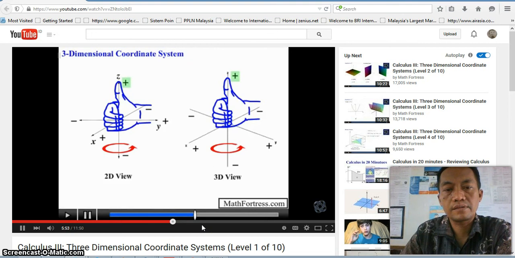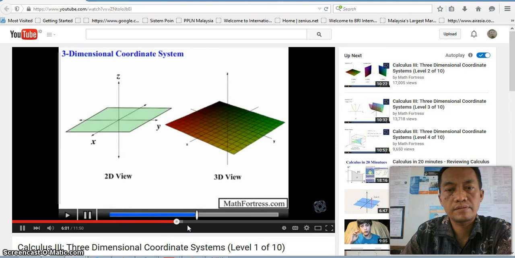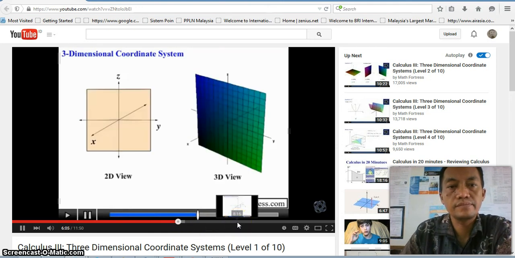Then your thumb points towards the positive direction of the z-axis. In addition, the 3-coordinate axis also determines 3 coordinate planes. The xy plane is a plane that contains the x and y axis. The yz plane contains the y and z axis.